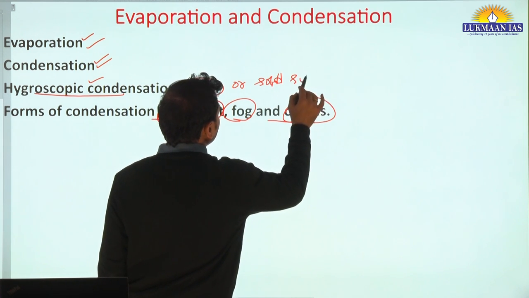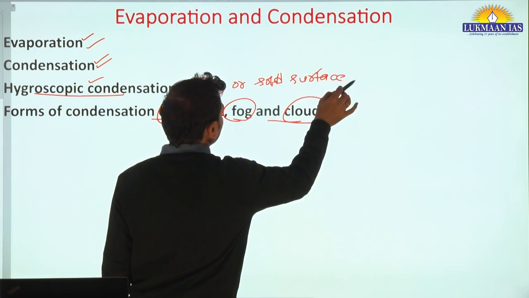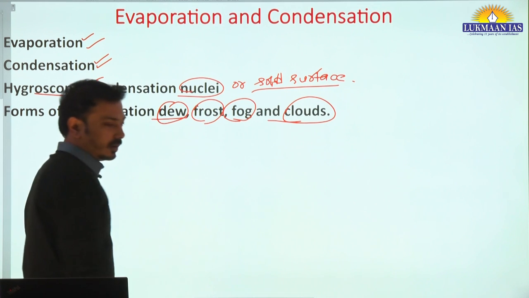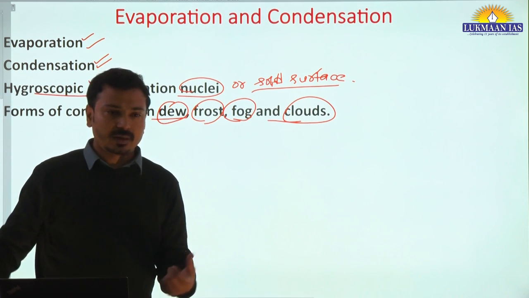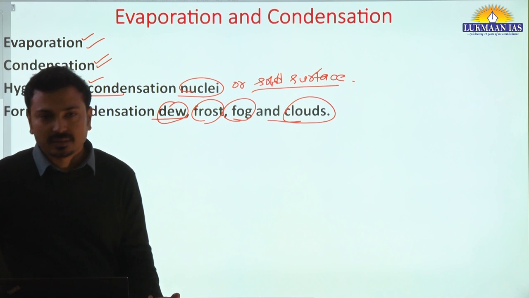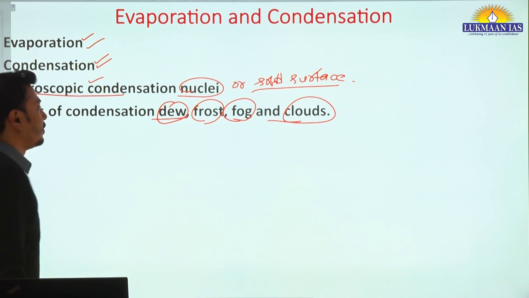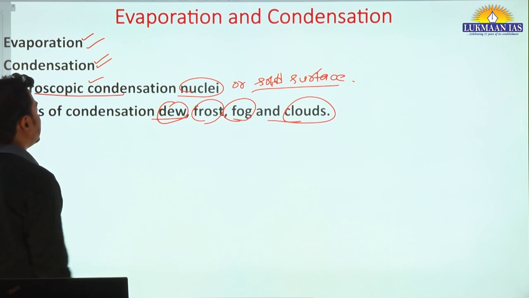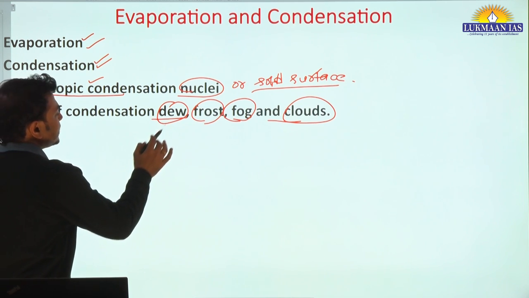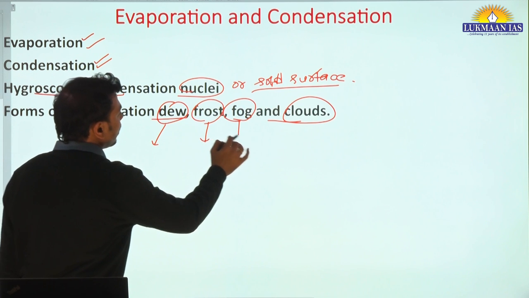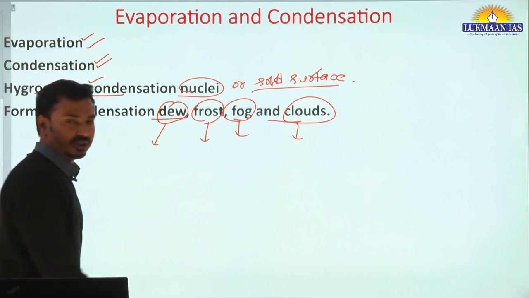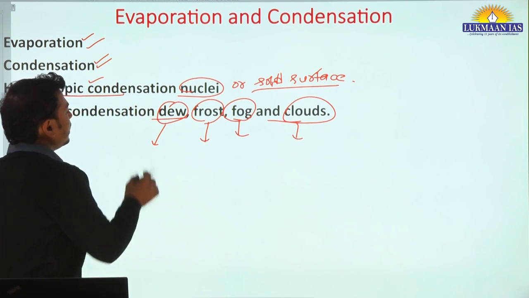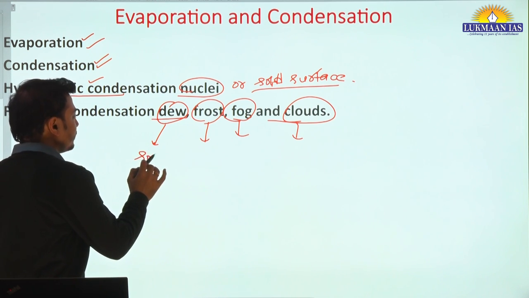For example, if we drink cold water, around the container we experience condensation of the surrounding water vapor. So simple, we have learned this in science. Now forms of condensation can be dew, frost, fog, clouds, depending on different situations. For example, dew is formed on the solid surface.